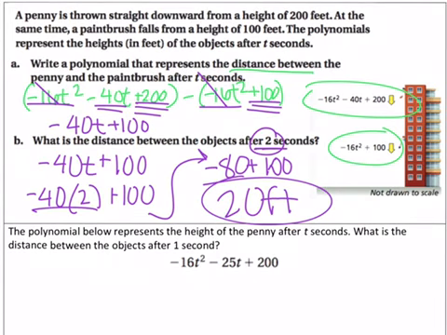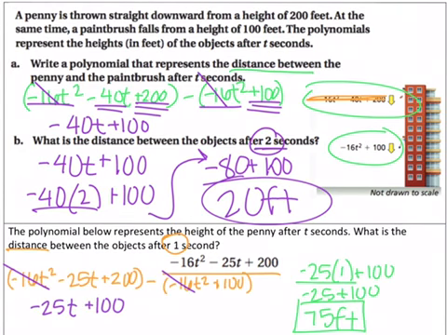Now, write the polynomial that represents the height of the penny after t seconds. And what is the distance between the objects after 1 second? Okay, so now things have changed a little bit. We have this that is instead of the penny's polynomial. So now this negative 16t squared minus 25t plus 200 is now that polynomial. So we have to find the distance between the two after 1 second. So go ahead and answer this problem. You're going to subtract the two polynomials and then plug in 1 for t. Check back and see if your answers are correct.